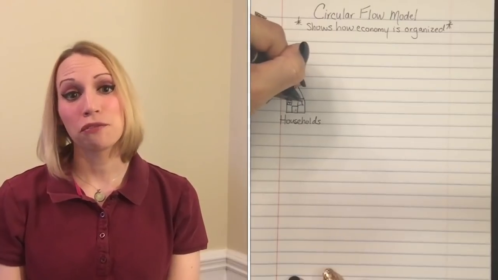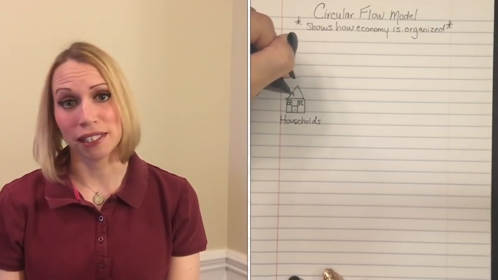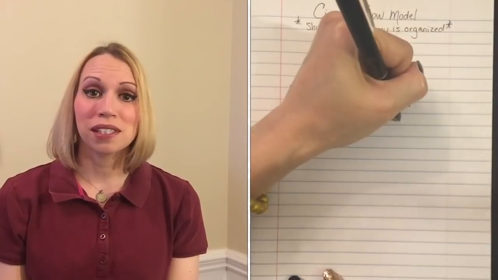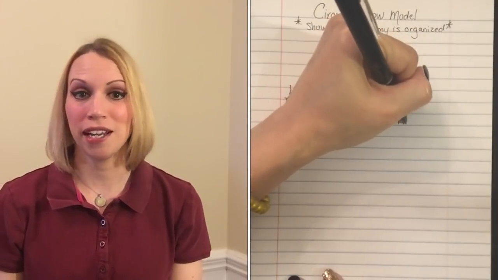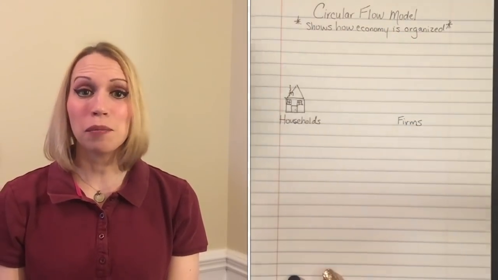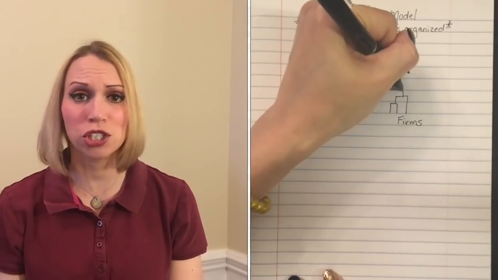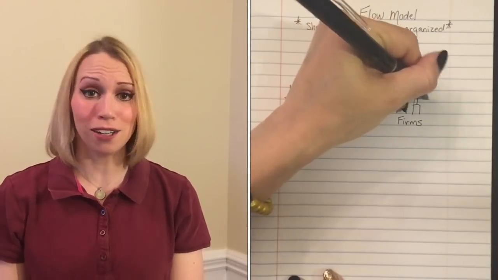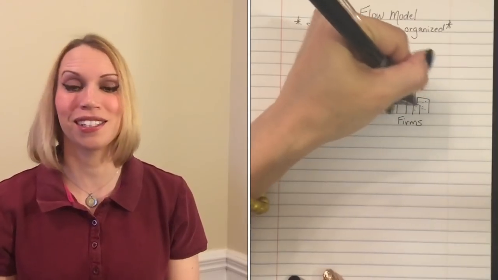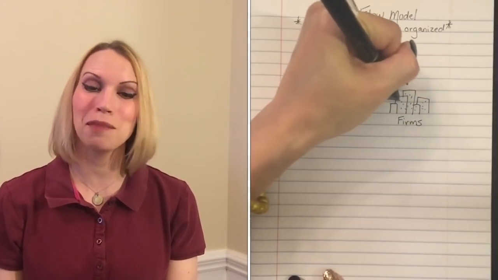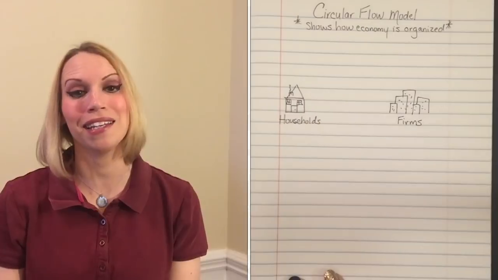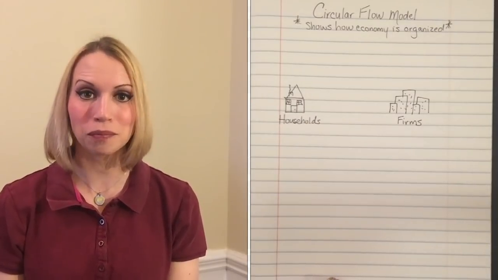Then we have firms or businesses. Firms or businesses are another key player in the economy. They're going to be the ones that are making the products, they're producing the finished goods and services, and they're also the ones that are employing us, right? They're the ones that are hiring people because they need workers to make those goods and services.